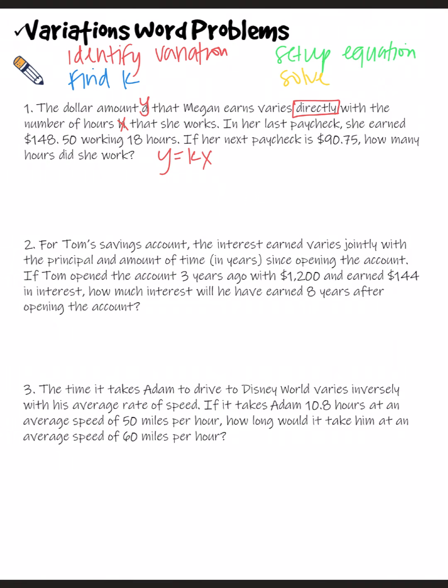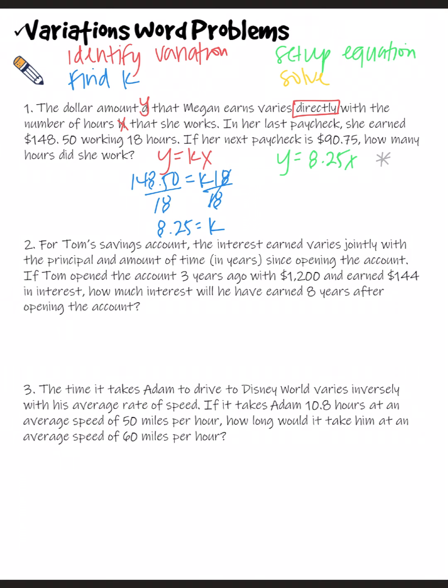So in her last paycheck, we know that she earned $148.50, and that was working 18 hours. So the Y, or the amount that she earned, is 148.50, and that equals k times 18, and we need to solve for k by dividing both sides by 18, and here 8.25 is k. So this represents how much money she earns per hour. So I want to set up my equation, y equals 8.25x. I want you to make note of this. You're going to be asked to set up the equation, and this is the equation we're asked to set up. And then solve for what you want to find out.